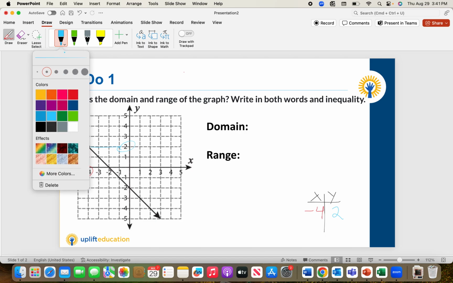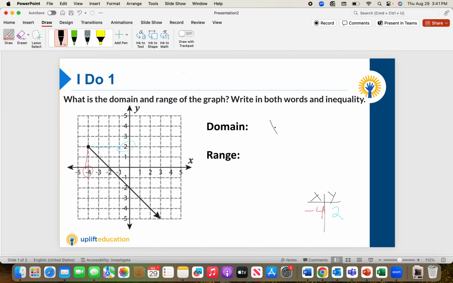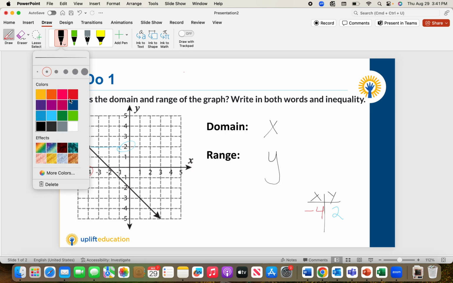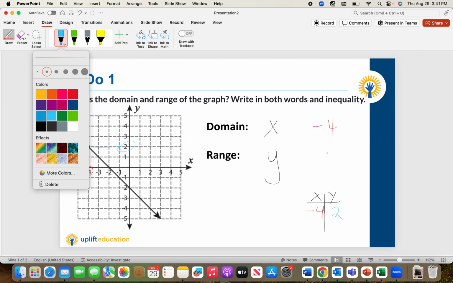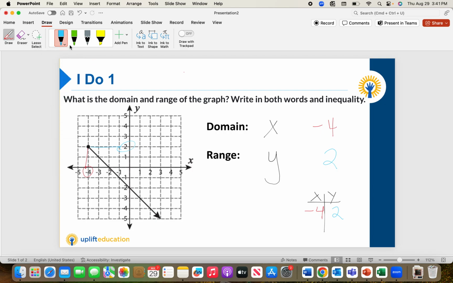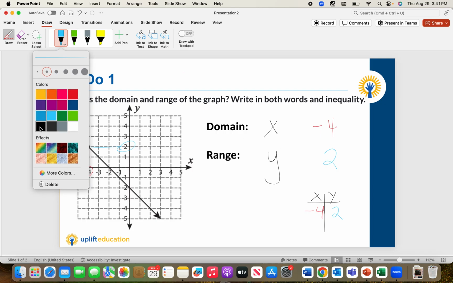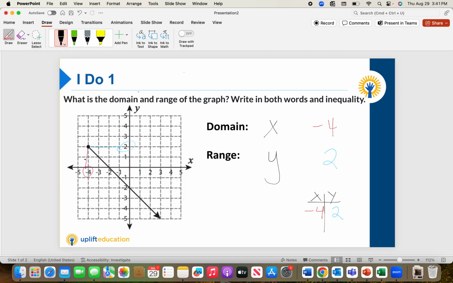So immediately, before we even look at any inequality symbols or anything, I'm going to write my domain, x and y. On the domain, I have a -4, and on the range, I have a 2. Now I'm trying to figure out which inequality symbol is going to go here. Because I have a closed circle, it's either going to be less than or equal to or greater than or equal to. Well, let's test this out.